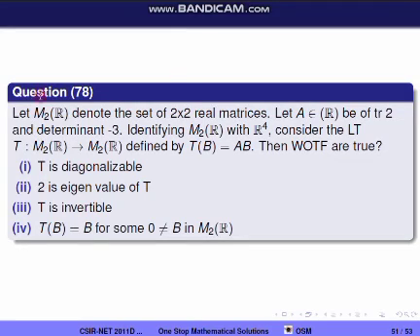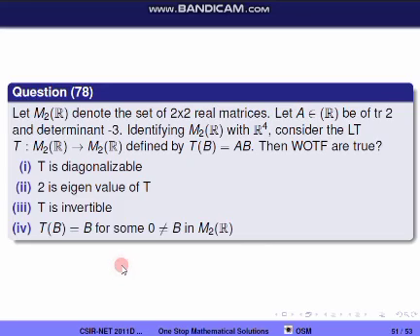Next question, question 78. Let M2(R) denote the set of 2 cross 2 real matrices. Let A belong to M2(R), be of trace 2 and determinant minus 3. Identifying M2(R) with R⁴, consider the linear transformation T from M2(R) to M2(R) defined by T(B) is equal to AB. Then which of the following are true? So we are given a 2 cross 2 matrix A here with trace 2 and determinant minus 3, and a linear transformation is defined by this. So we have to find which of the following options are true.